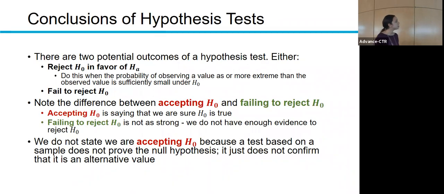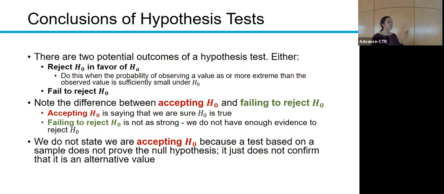So as I mentioned, there's two potential outcomes of a hypothesis test. And I'm going to be emphasizing this a lot. The language that you use when you're concluding things about a hypothesis test is very important because there are some intricacies involved, and it's important to make sure that we understand what exactly the hypothesis test is showing. In a hypothesis test, you're either going to be rejecting the null in favor of the alternative, or you're going to fail to reject the null. Those are your two potential outcomes.